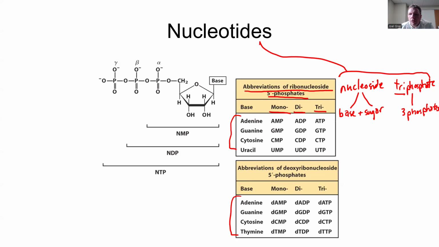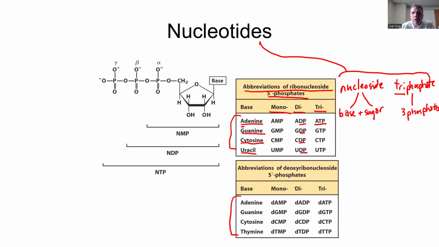Now, if we look at a ribonucleoside, you're going to have one of four different bases. Those bases are adenine, guanine, cytosine, and uracil. The abbreviations that you'll see for that are AMP, GMP, CMP, and UMP. These are your monophosphates. Then the diphosphates are just going to be the single letter, then DP. Then your triphosphates are going to be whatever single letter corresponds to that base, then TP, like ATP.